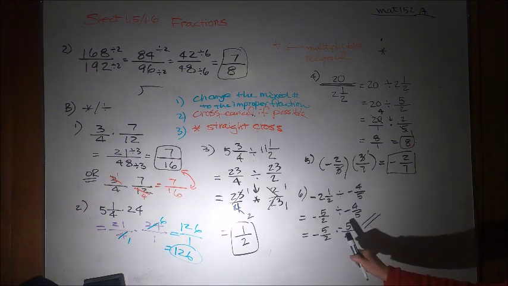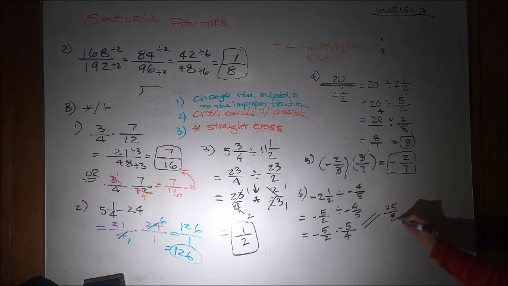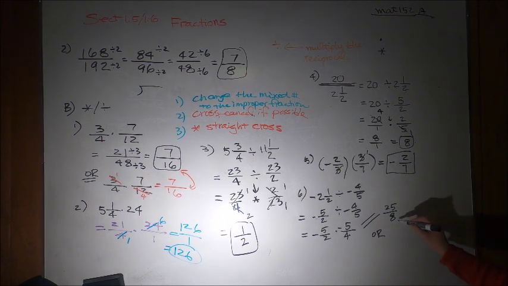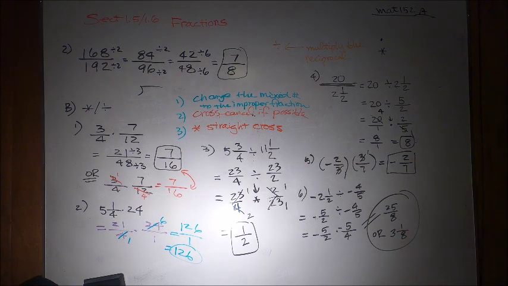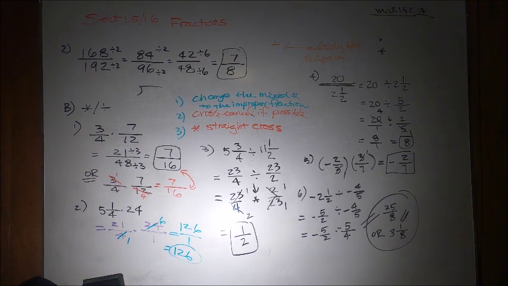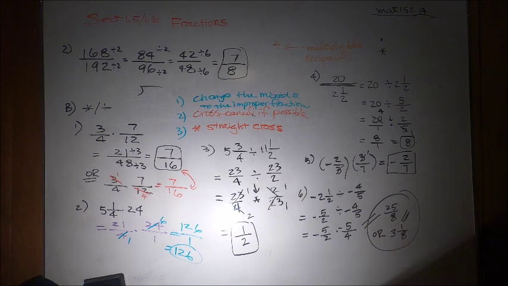So negative times negative is positive. And multiply straight across, 25 over 8. You can write the answer this way, or you can change it back to a mixed number. 25 divided by 8 is what? 3, remainder 1, you can write it this way. Either way, the computer will take it. But usually we just write it as an improper fraction, because with mixed numbers, multiplication is sometimes awkward. So we keep it as an improper fraction.